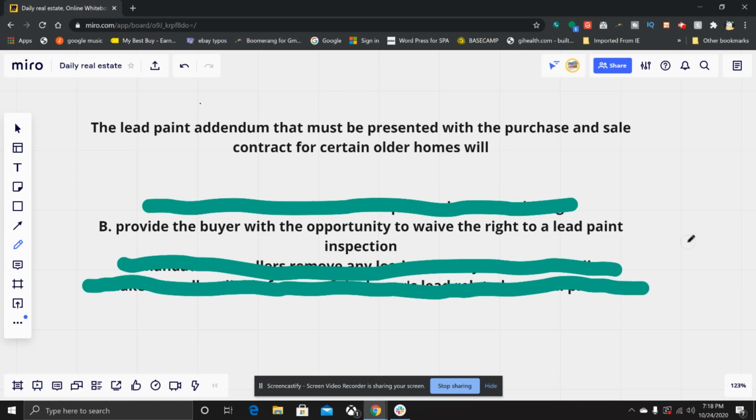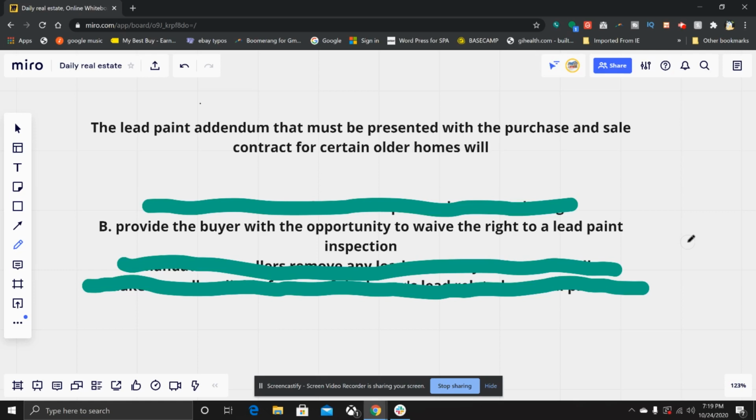So what happens is the lead paint addendum, or the lead based paint disclosure, is required for any home built in 1978 or earlier. And what happens is this: it provides the buyer with the seller's knowledge of whether they know of any lead paint currently in the home. So if they have any knowledge or any reports, they have to disclose that. If they don't, in the lead paint addendum, they'll just simply say, we have no knowledge and we have no reports. Okay. That's what the seller will disclose.